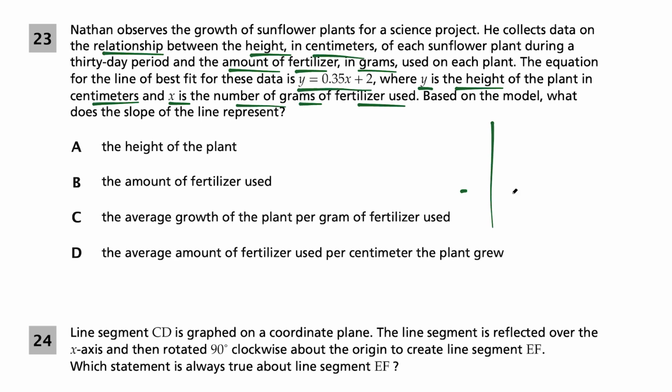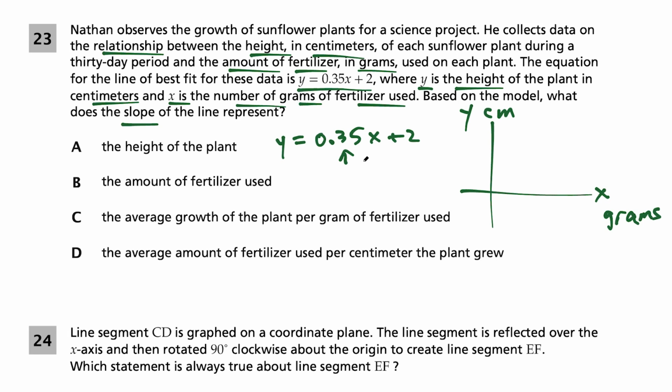What I'm imagining right away to help us out with this is we have x, and we're told once again, x is the amount in grams. So x is telling us grams, and y is telling us the height in centimeters. I just want to label the axes here so that when we start to answer this, we have a good idea of what each part of the graph represents. Based on this model, what does the slope of the line represent? The line was y equals 0.35x plus 2. So the slope here is 0.35. But we have to think about what the units represent.